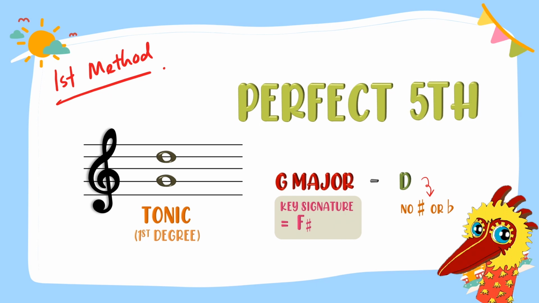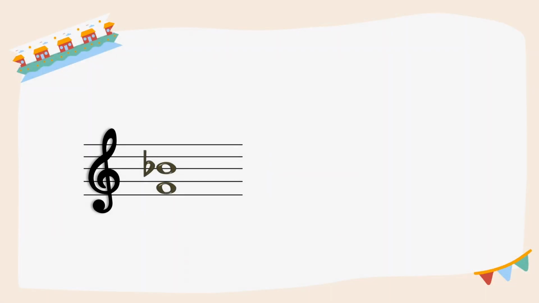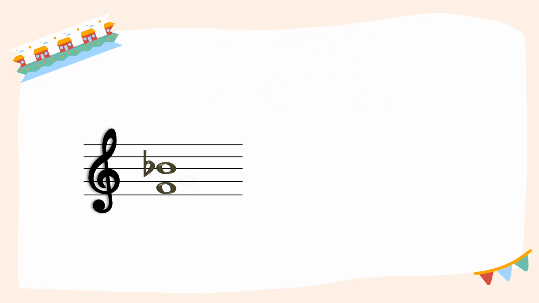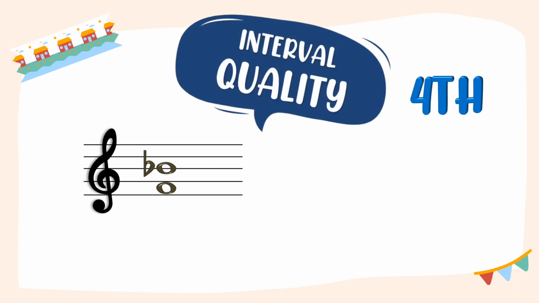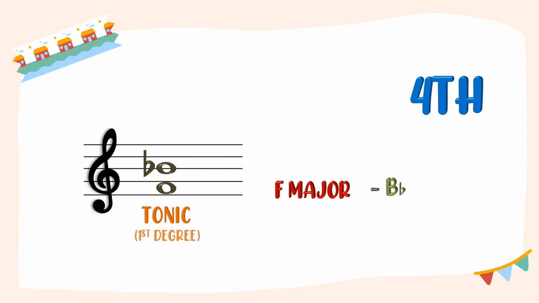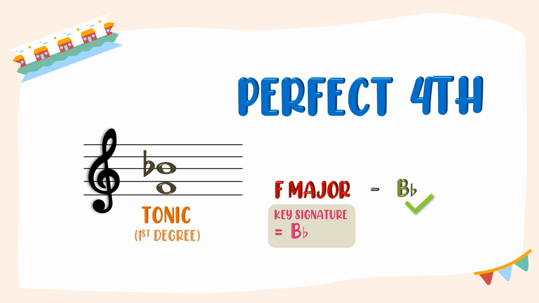I see. Let's take a look at another example. First, we find the interval number: 1, 2, 3, 4. We have an interval of fourth. Then, we identify the interval quality. F is your tonic note, the first degree of F major scale. The top note is a B flat. For F major, its key signature is B flat. Thus, the flat here is not an accidental. B flat is one of the notes in F major. So the interval for this example is a perfect fourth.